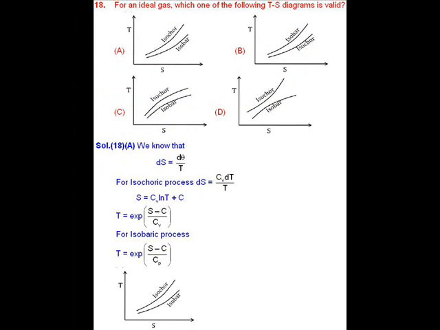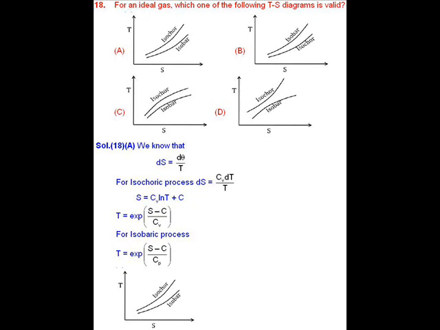For an ideal gas, which of the following TS diagram is valid? We know that the change in entropy is equal to change in heat divided by temperature, or dS is equal to dQ divided by T. For an isochoric process, dS equals Cv dT divided by T. So S is equal to Cv ln T plus constant C. So the temperature for an isochoric process is exponential of S minus C divided by Cv.